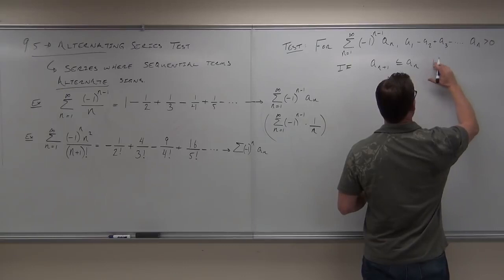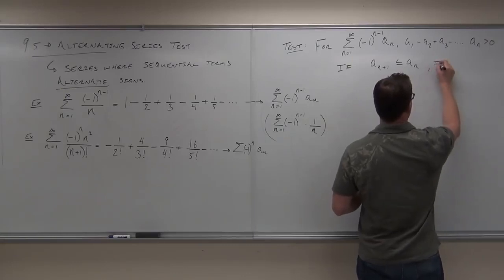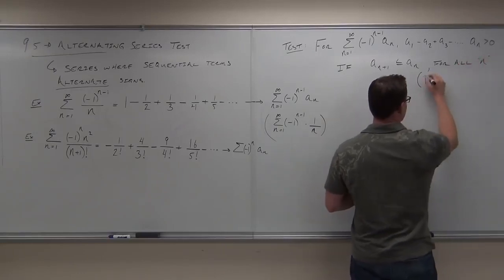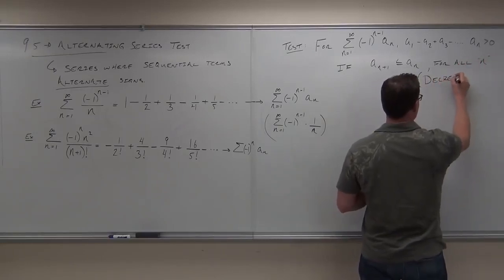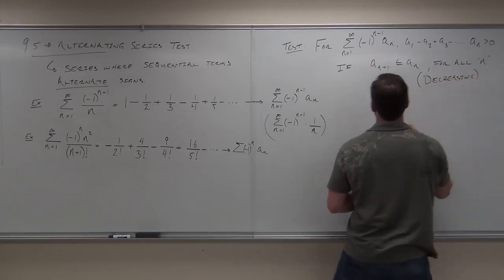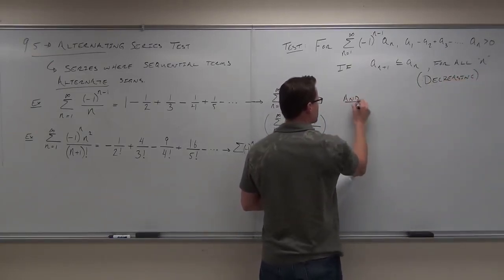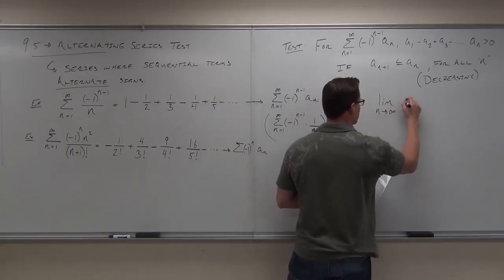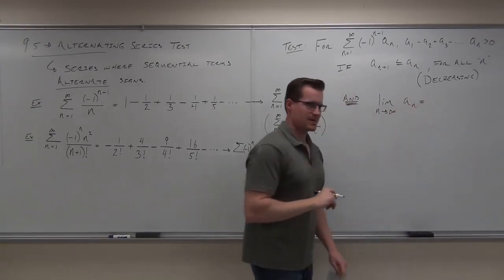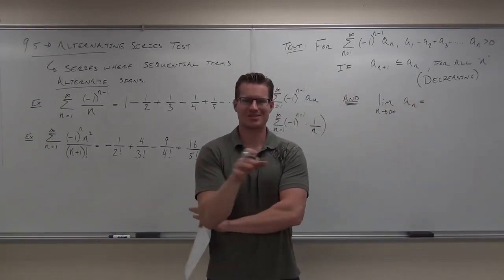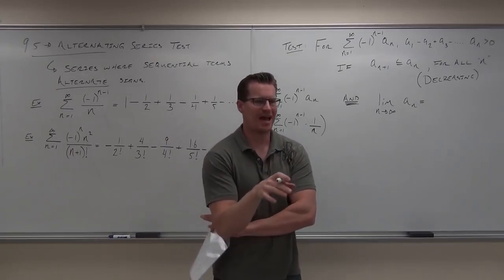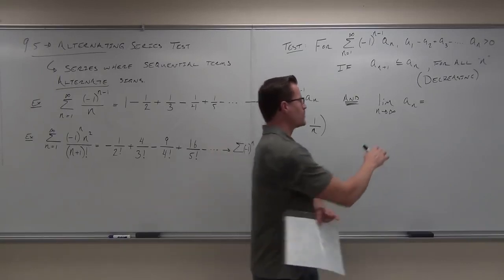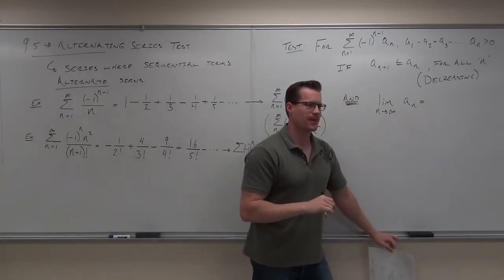So if this is true for all n, which means this is decreasing, and the limit as n approaches infinity is... oh, tell me something. This is gonna be good, right? This is usually the thing that I have you do. The first part of every single series we ever do, I have you do this. What does this have to be, do you think? 0. It's got to be 0.